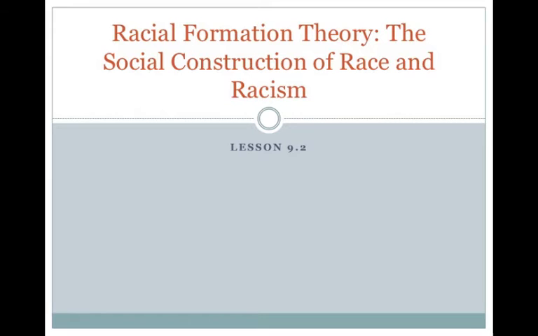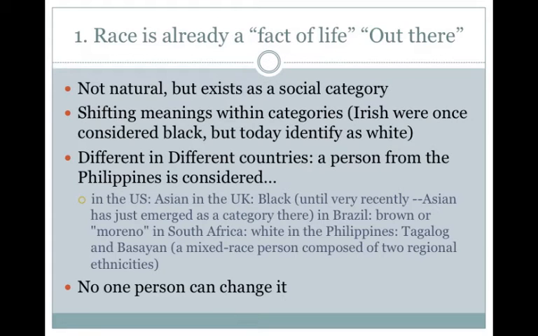So with racial formation theory, the first step is that we acknowledge race as a social construct, something that's already a fact of life, that's out there. Remember, in social construction theory, there's a social world that exists the moment you enter the world. You don't really have a choice about it. So race as a social construct performs in that way. It's not natural, however, but it exists as a social category. So what we're interested in is the social aspect of how race works in society.